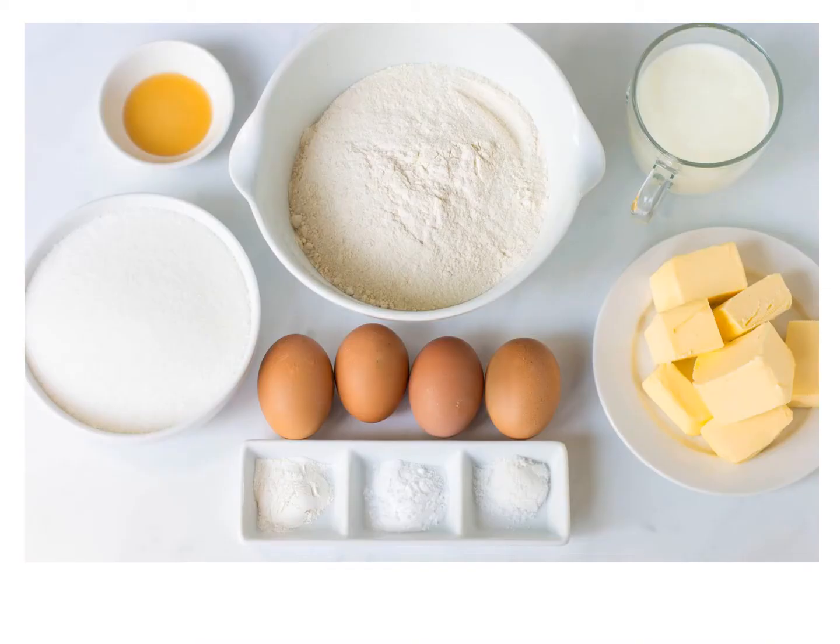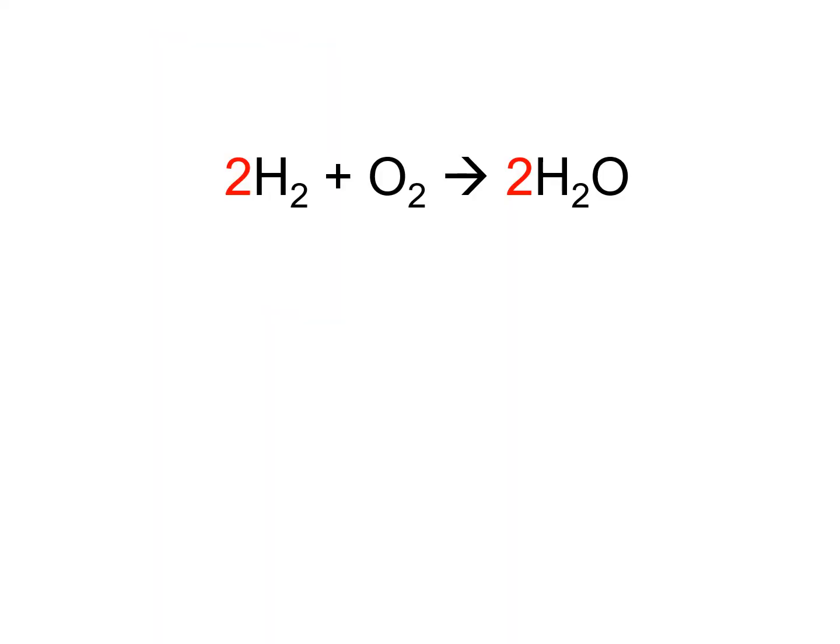When we make a cake, we must make sure that we have the correct ratio of each ingredient. For example, if we have too many eggs, the cake will be rubbery, too much flour and the cake will be dry, too much butter and the cake will be greasy. This is similar to a chemical reaction. In a chemical reaction, we must also make sure that we have the correct ratio of reactants and products.